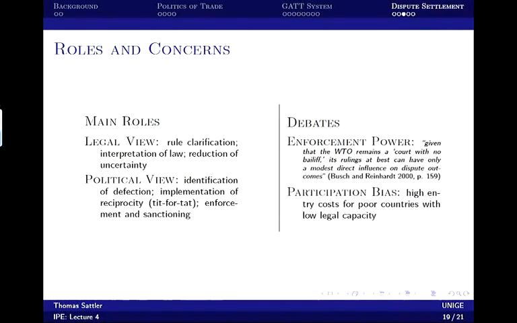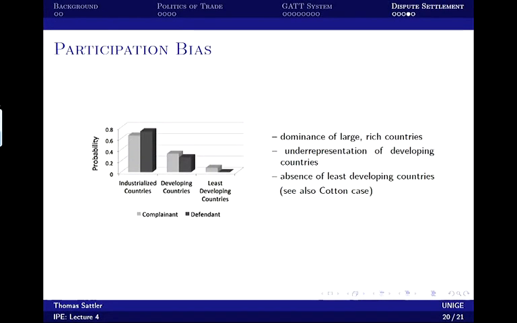And there's a second problem, which is related, that we have a participation bias. So not all countries participate equally in this system. So these are the numbers. This shows which type of countries, industrialized countries, developing countries, and least developed countries, how often they have participated in the dispute settlement mechanism.